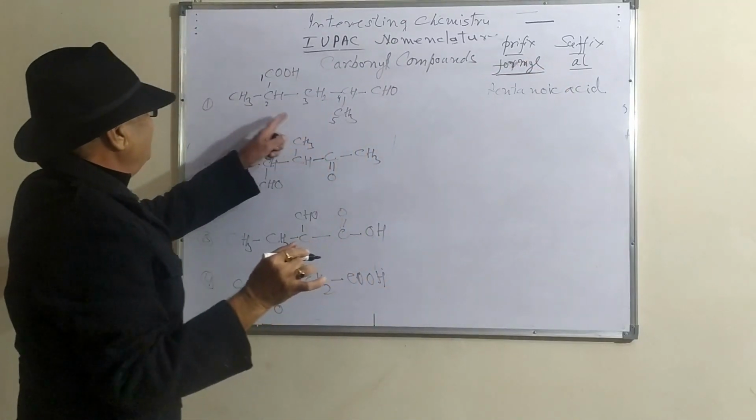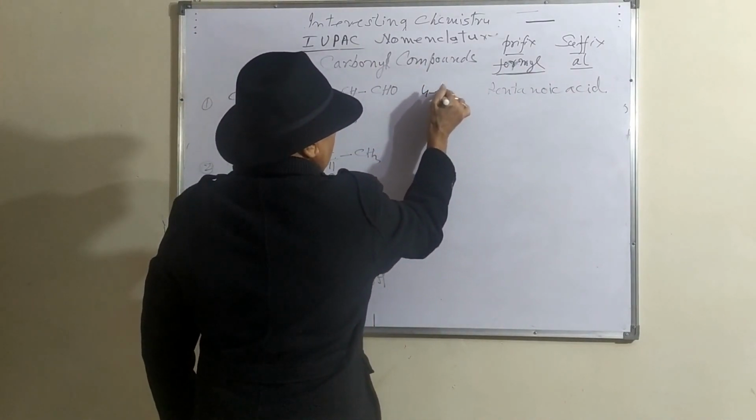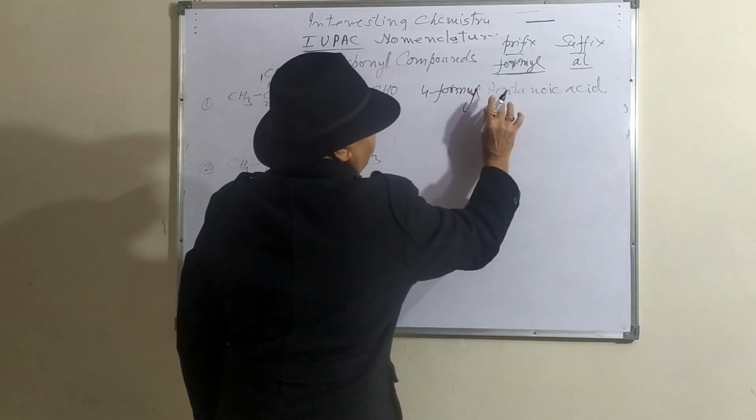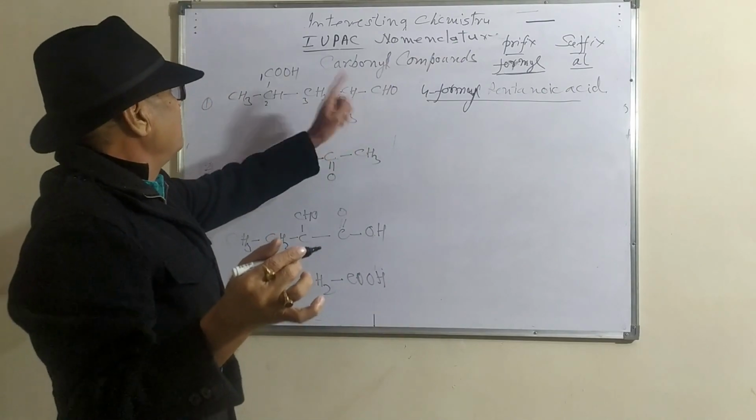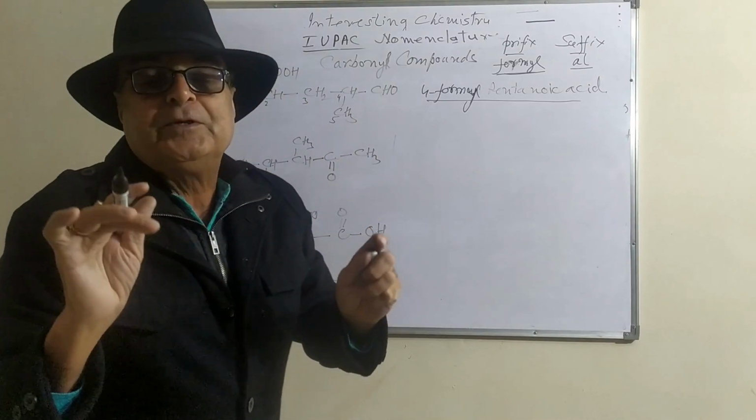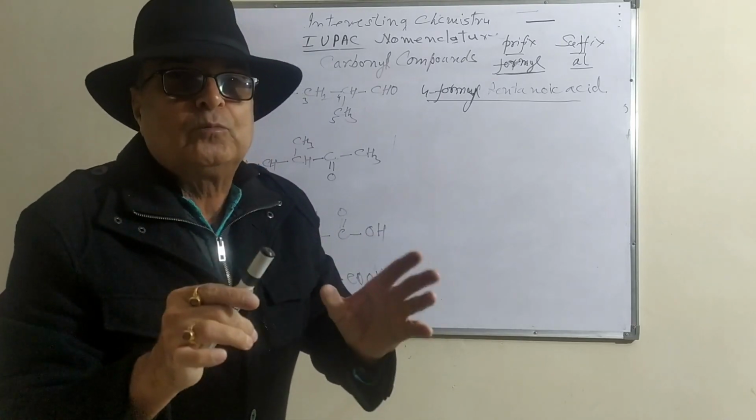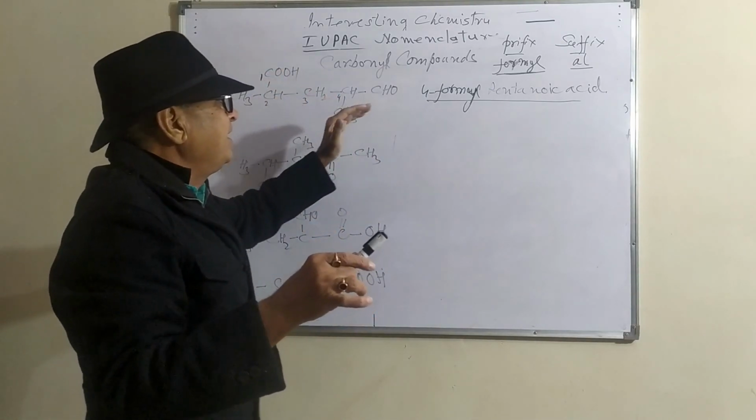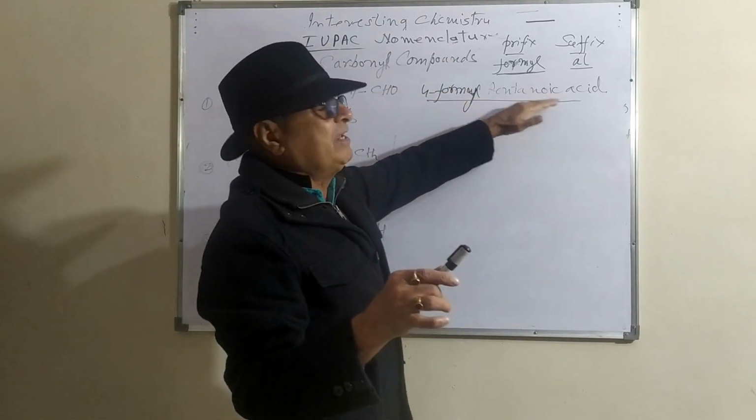So you will write here formyl pentanoic acid. Here, because the senior group is the acid, the main compound will be decided with the inclusion of the senior group. So the acid group is the deciding group, and the name of the main compound is pentanoic acid.